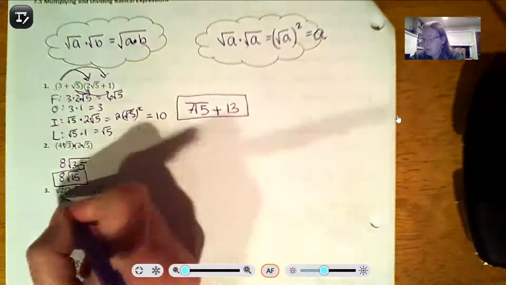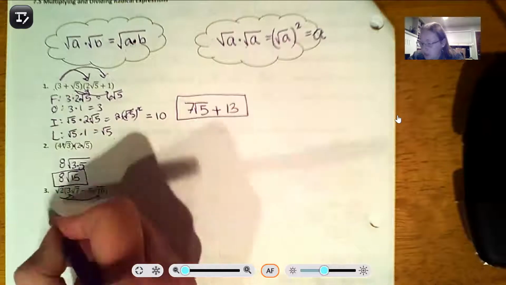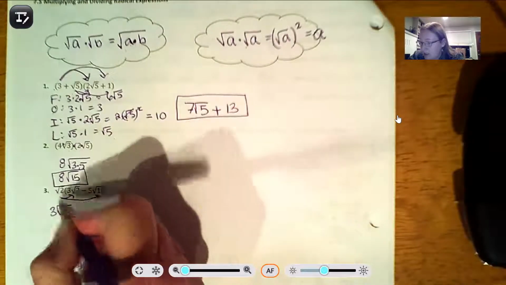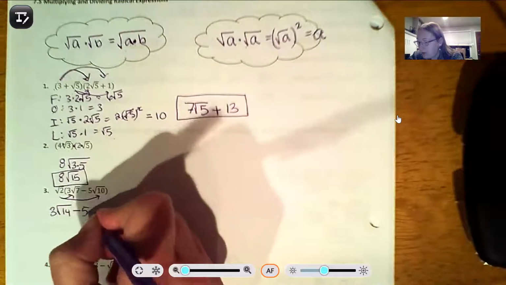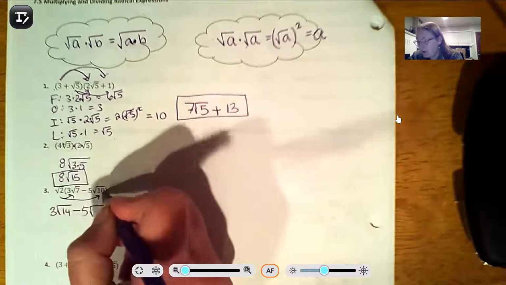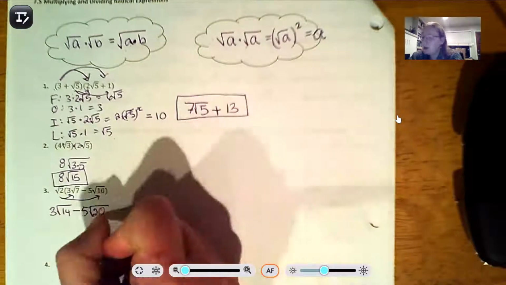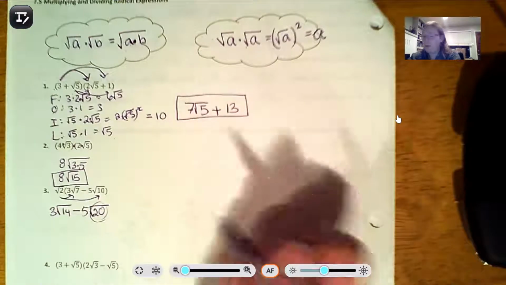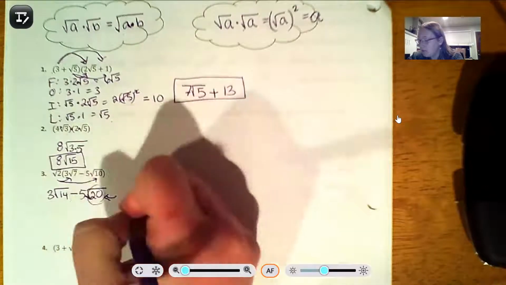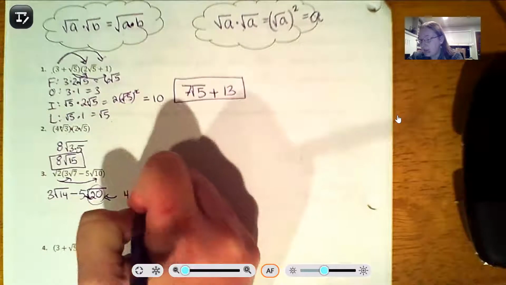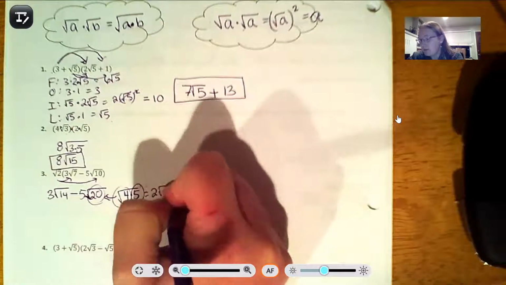The next one would be distributive property. So we have 3 times these two, so it's going to be 3 times root 14 when I do 2 times the 7 because they're both under a root, minus 5 times root 2 and root 10. They're both under root. They're being multiplied, so that's root 20. So root 20 can actually be simplified, unlike root 15, because 20 has a perfect square factor, 4 times 5. So it would be 2 from the square root of 4 times the square root of 5.